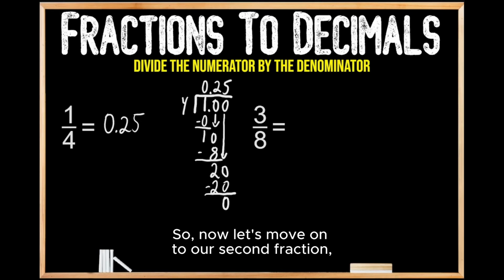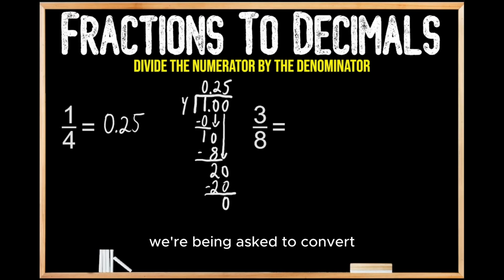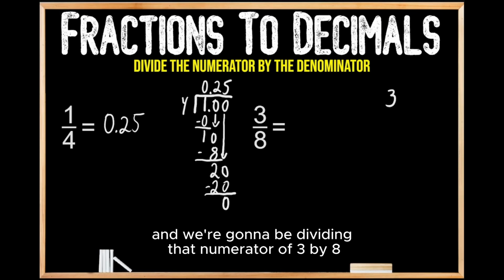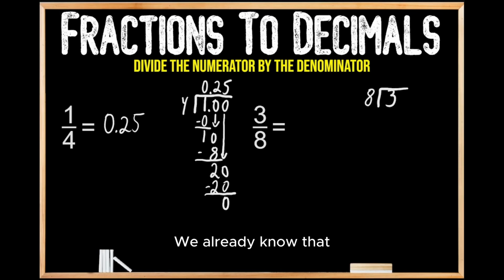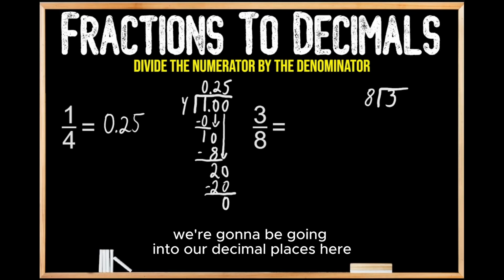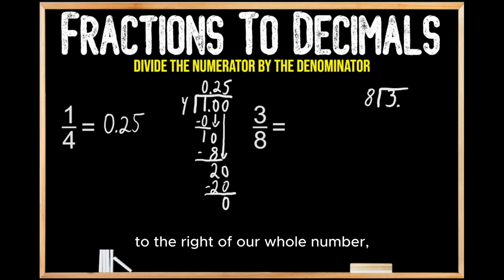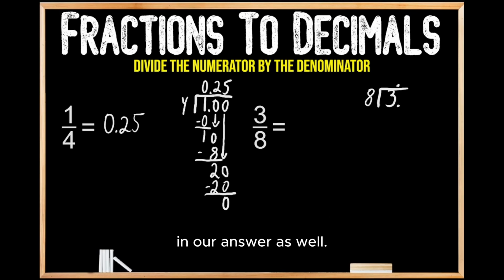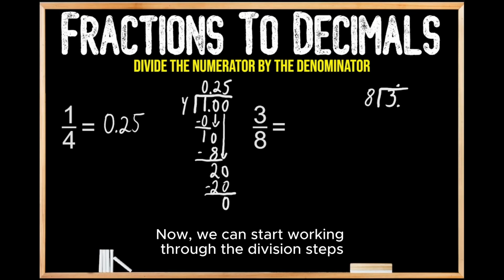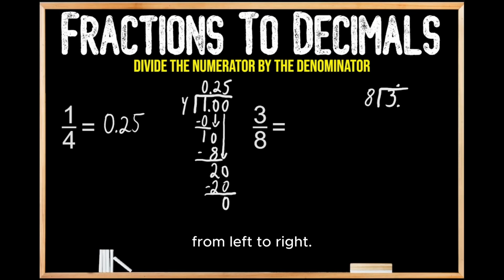So now let's move on to our second fraction, where this time we're being asked to convert the fraction of 3/8 into a decimal. Setting up this division problem, we have a numerator of 3, and we're going to be dividing that numerator of 3 by 8, because that's the value of our denominator. We already know that we're going to be going into our decimal places here, so we're going to write our decimal to the right of our whole number, and then we're also going to write the decimal up top in our answer as well. Now we can start working through the division steps from left to right.